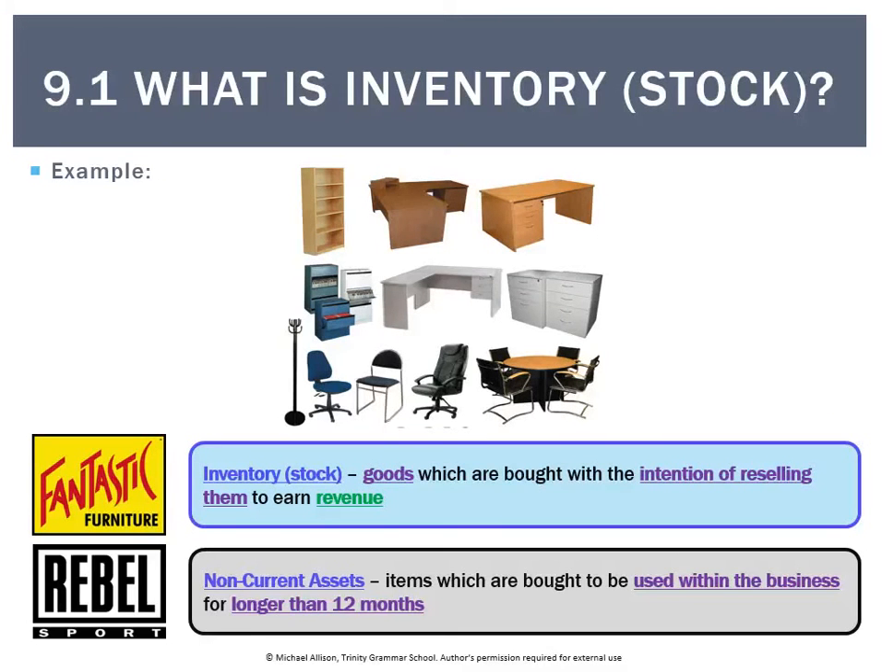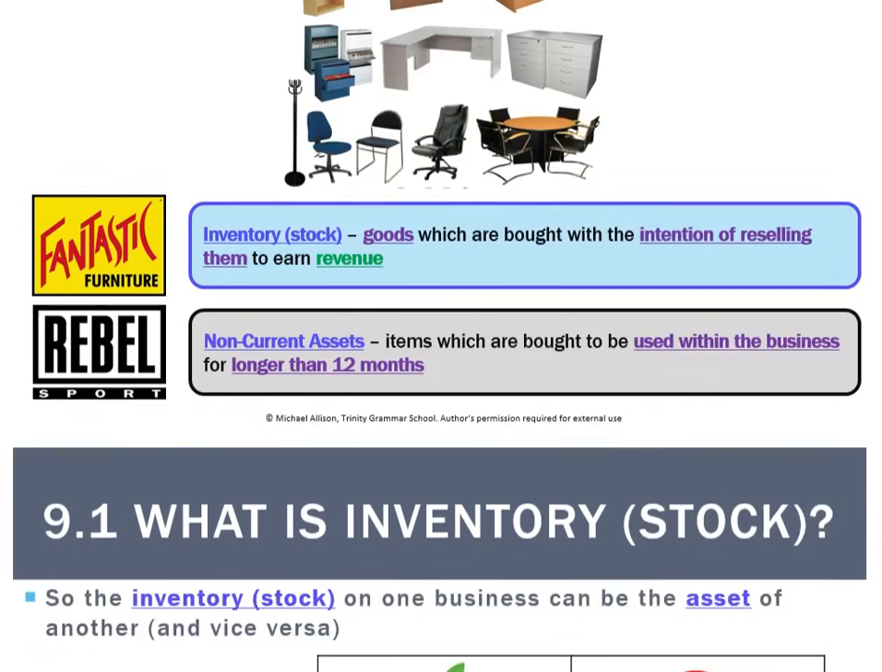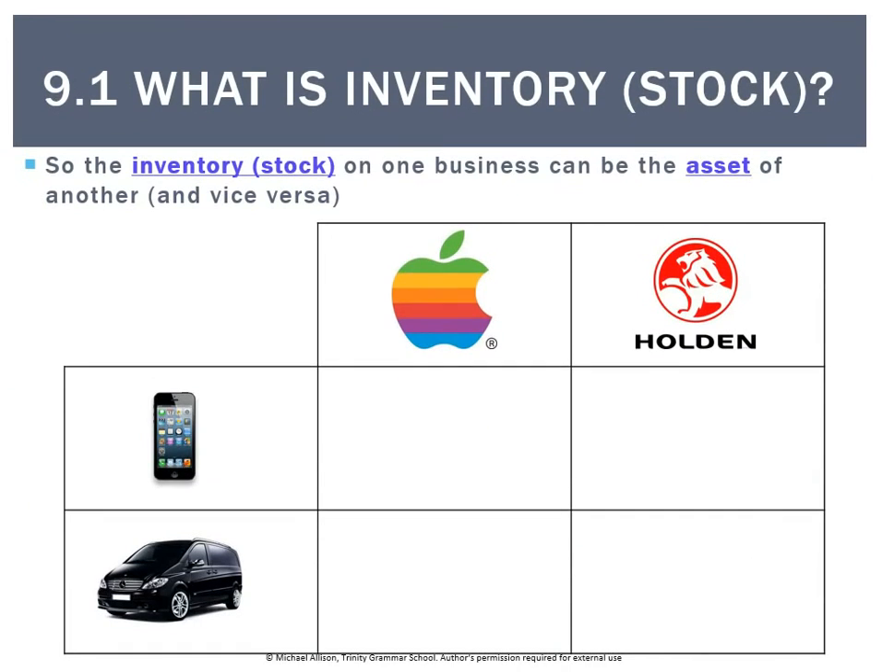Contrast that with a business like Rebel Sport. It might buy the exact same items. It's probably not going to buy them in as much quantity, and also it's not going to buy them to resell them. They're probably going to get used in head office and in the manager's office and so on, in which case they'll be a non-current asset because they're going to be used in the business for longer than 12 months. So inventory or stock for one business can actually be an asset for another, and vice versa.